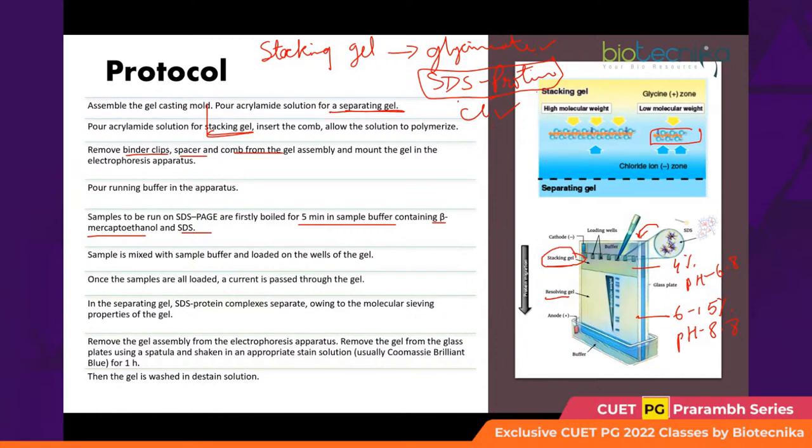So Pranita, first of all, the buffer will allow the electrophoresis to happen. It will let the electrons flow, and the buffer will also supply the glycinate ion.